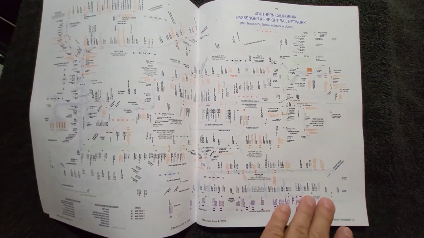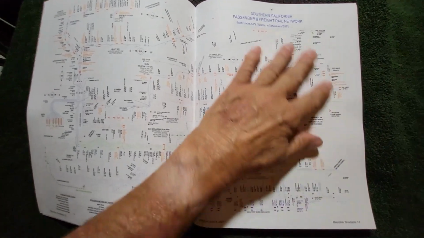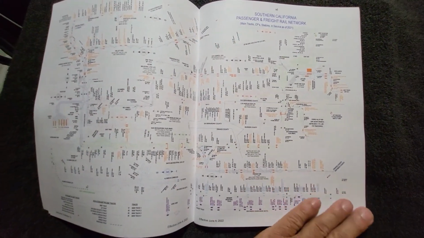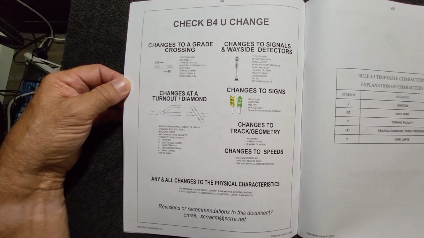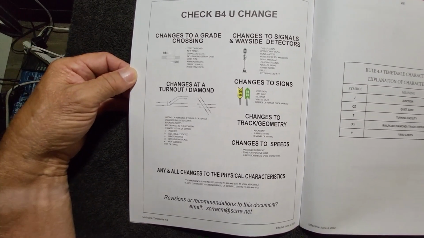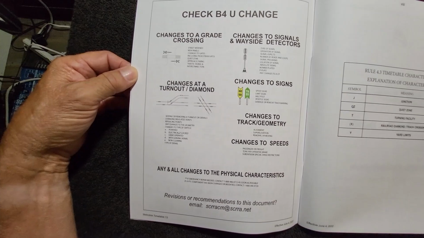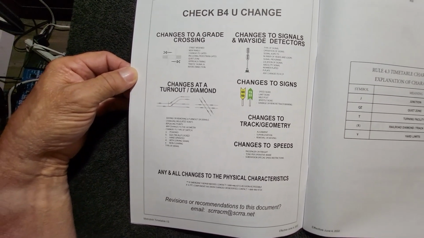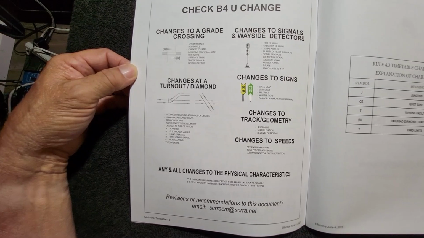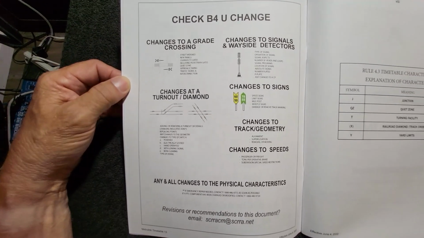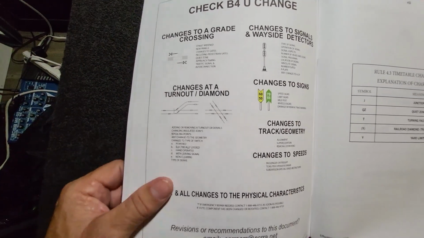And down here is the San Diego area. Oh my goodness gracious, look at all those stations. Something I found kind of interesting about this one is making sure that you have the proper permission and authorization to make any changes to anything that affects the operation of the road, changes to a grade crossing.